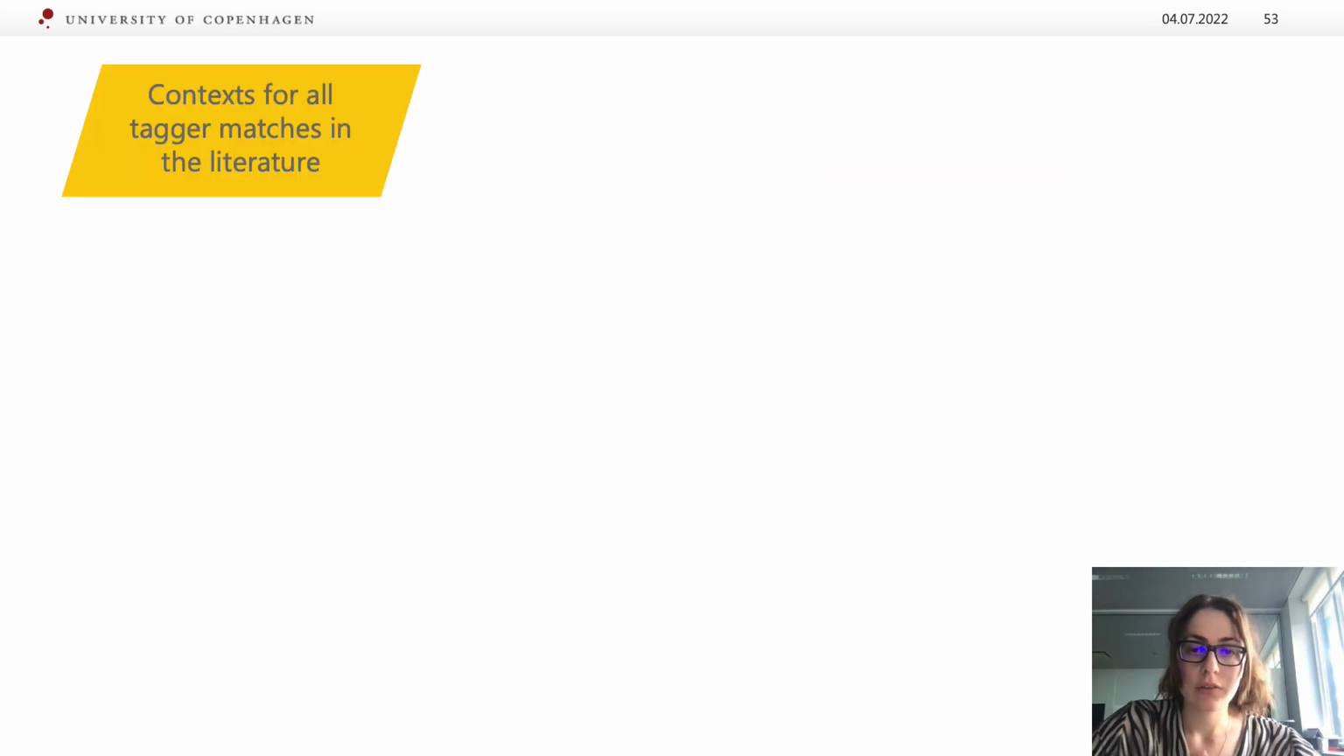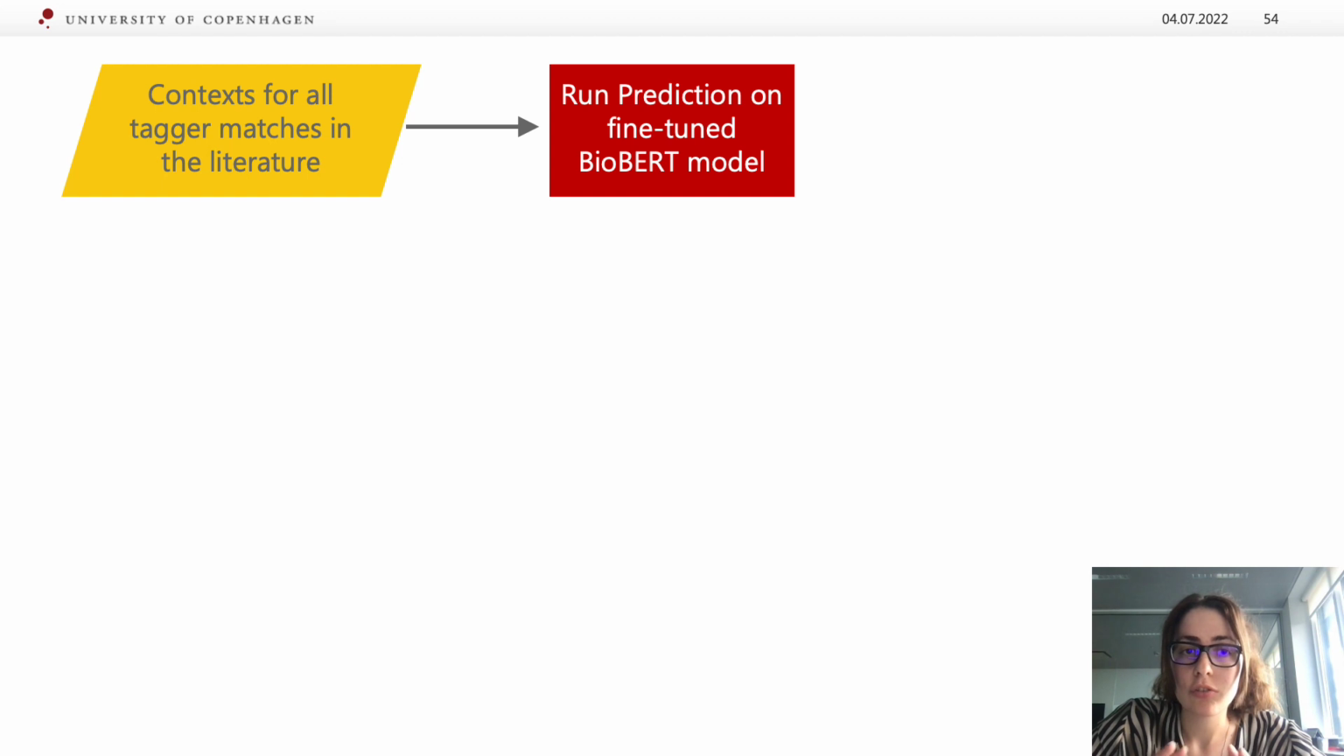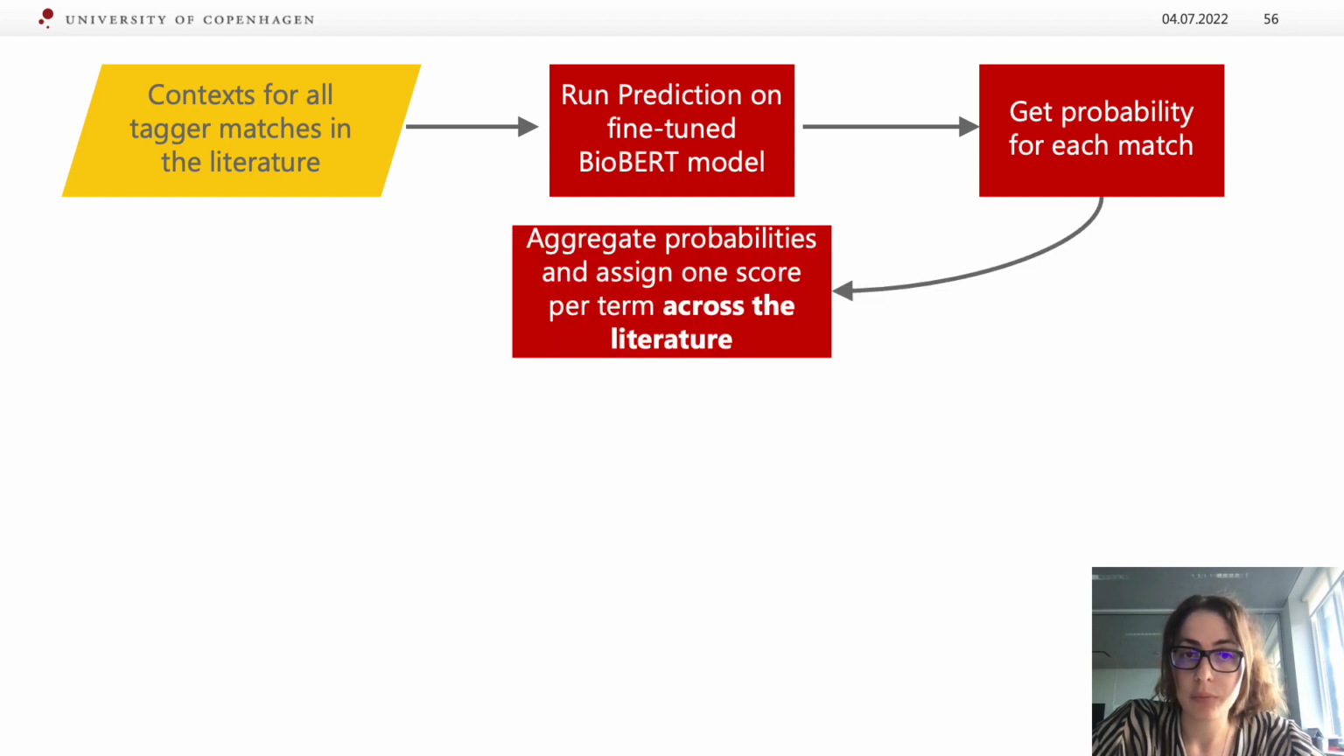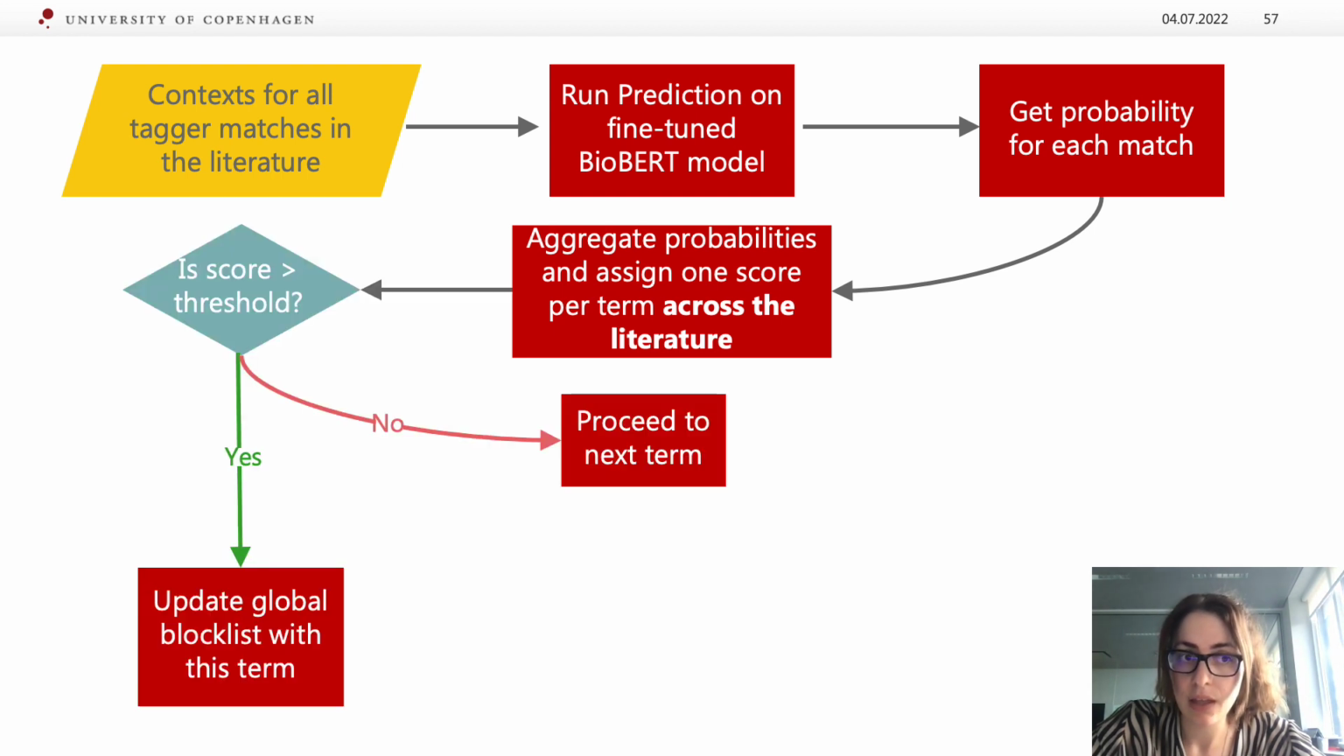So the idea is that what we do now in order to find that out is that we get all the context for all the Jensen Lab Tagger matches in the literature. We run predictions on the fine-tuned BioBERT model that we have, the one that has the best score on the test set. We get a probability for each match, for each sentence that is passing through the model. We aggregate the probabilities of all the matches and assign 1 score per term across the literature, and then check if that score passes a threshold that we've set. If it does, we update the global block list with this term, and if it doesn't, we proceed to the next term.